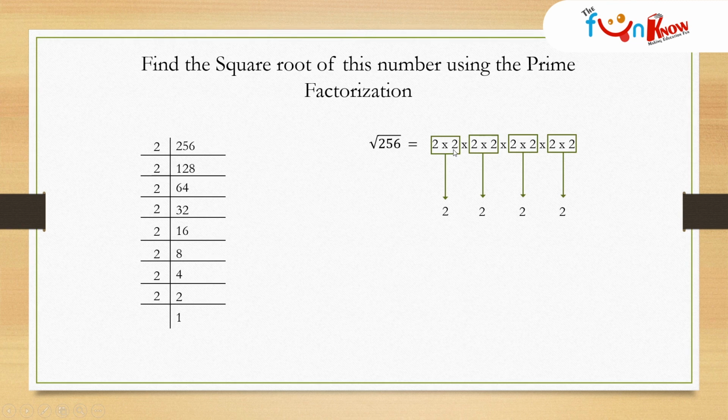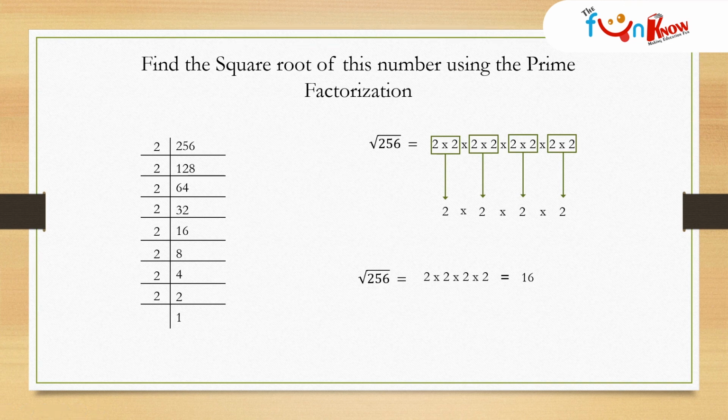So now just try to multiply this. 2 into 2 is 4, 4 into 2 is 8, 8 into 2 is 16. So now the actual square root of 256 is 2 into 2 into 2 into 2, that is 16. Understanding, students? So this is how you can find the square root of a number, which is 256. And this is how we have found that 16 is the square root of the number. So 16 into 16, if you do, you will get the answer 256. I hope you are understanding.